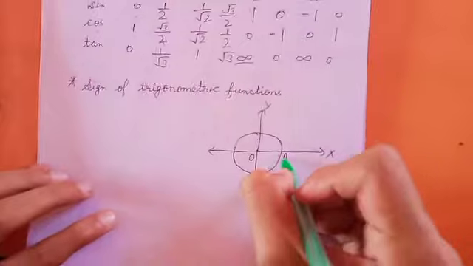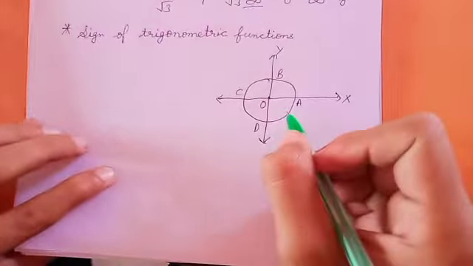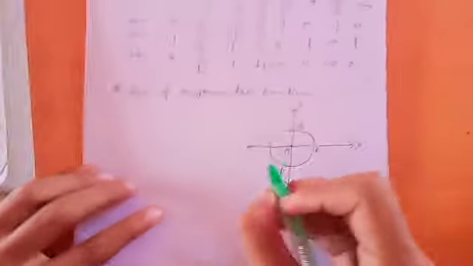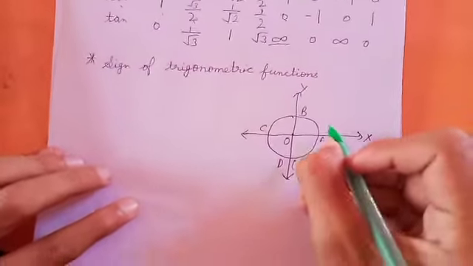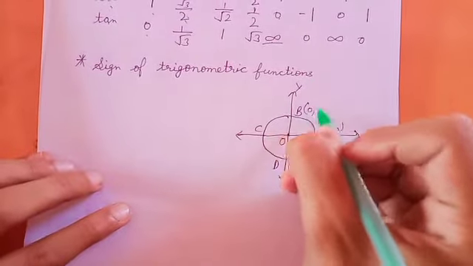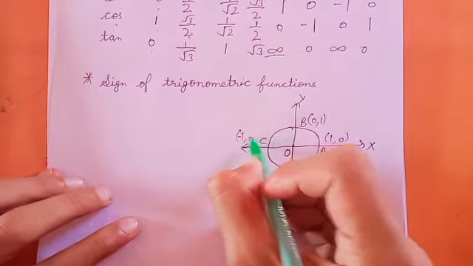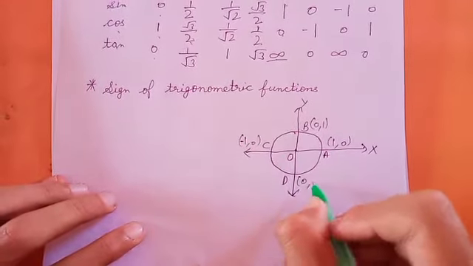These are our points A, B, C, D. Its coordinates we have discussed earlier. This will be the same. For A it will be 1, 0. For B it will be 0, 1. For C it will be minus 1, 0. And D will be 0, minus 1.